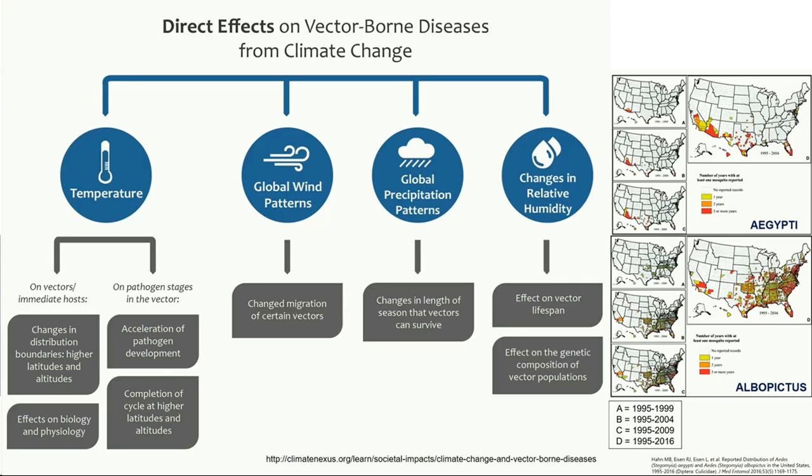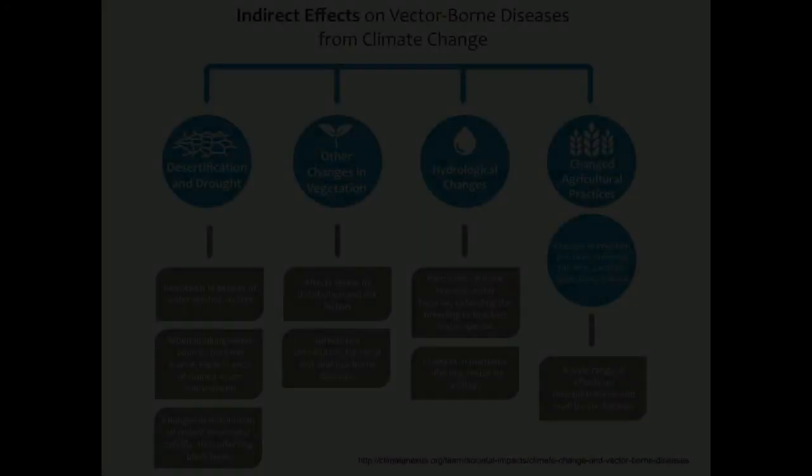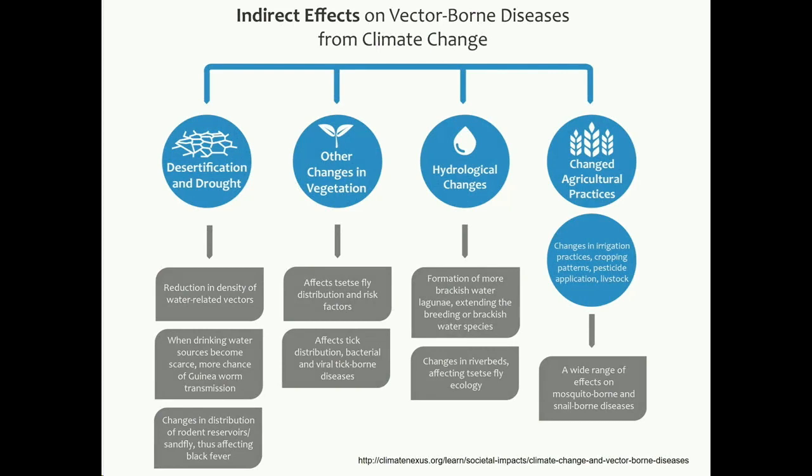And what are the indirect effects of vector-borne diseases from climate change? Due to desertification and drought, there's a reduction in density of water-related vectors. When drinking water sources become scarce, there's more chances of guinea worm transmission, changes in distribution of rodent reservoirs, sandfly, thus affecting black fever. There are other changes in vegetation, and because of that, the tsetse fly distribution and risk factors increase.